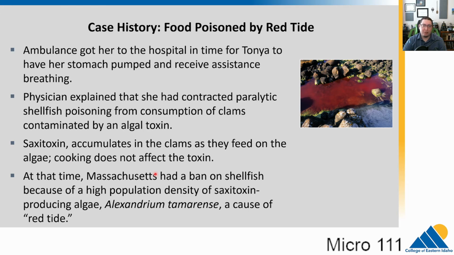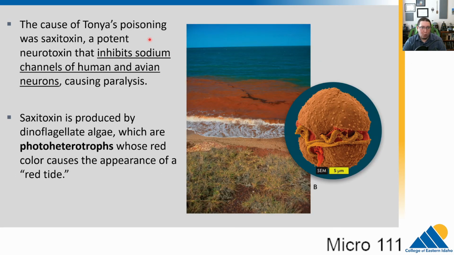So at the time, Massachusetts had a ban on shellfish because of the high population of this algae called Alexandrium tamarense. This can cause what's called red tide, which is the characteristic red water from these algal blooms. This is an interesting one. These algae are actually photoheterotrophs, so they do eat some other organisms as well, but they get some energy from the sun. So they're kind of doing both things at the same time.